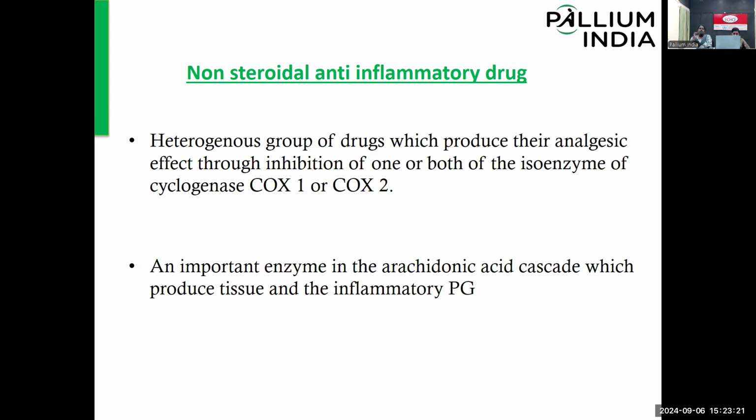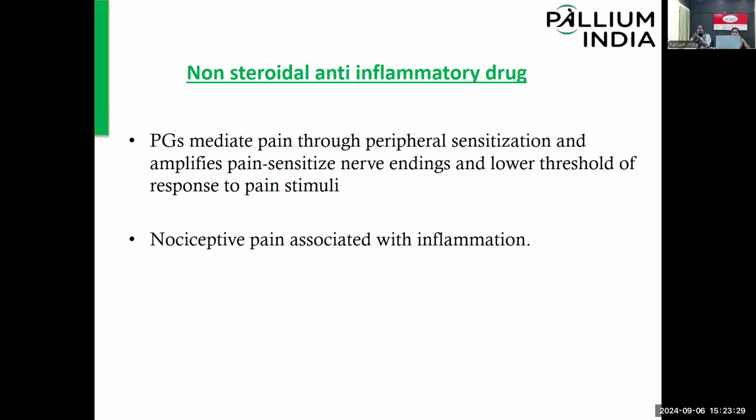So the important enzymes in the arachidonic acid cascade, which produces the tissue and the inflammatory prostaglandins, are these cyclooxygenase enzymes. These prostaglandins mediate pain through peripheral sensitization and amplify the pain of sensitized nerve endings, and it will lower the threshold of response to pain stimulus. So usually the nociceptive pain will be associated with inflammation. In that case, if the patient has a nociceptive pain, the NSAIDs will be more effective than neuropathic agents or weak opioids. That's why we need to understand whether the patient has a nociceptive pain or a neuropathic pain.